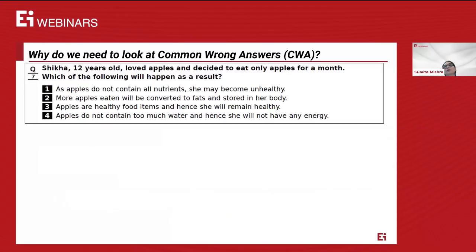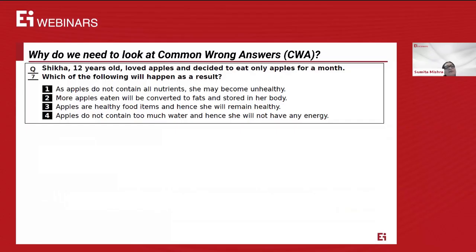And this time I've chosen a question from science. The question says that Shikha, 12-year-old, loves to eat apple, and she decided to only eat apples for a month. Which of the following will happen as a result? What do you think the students would have answered here?